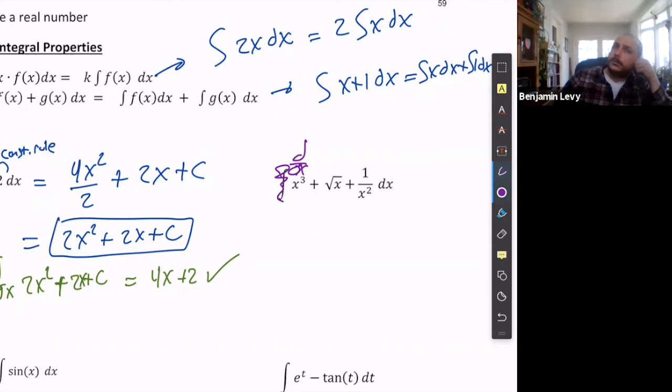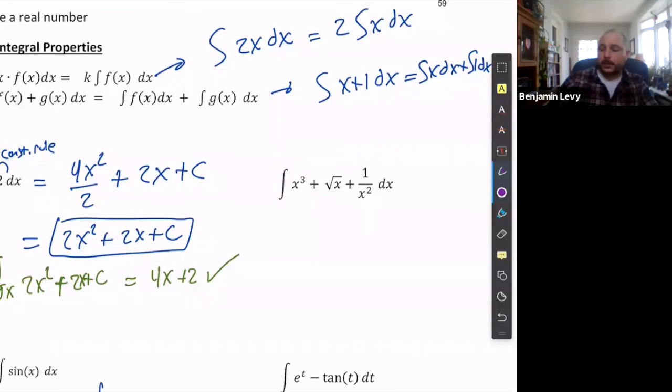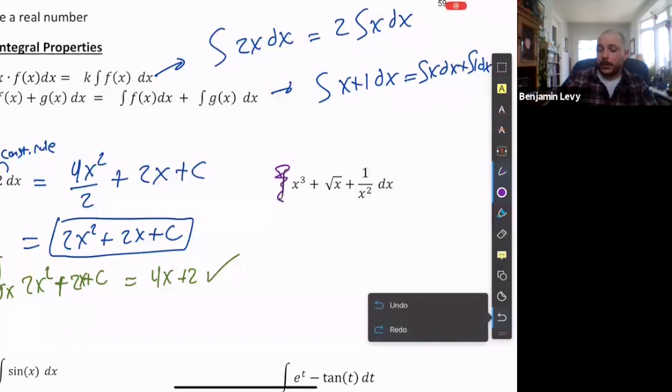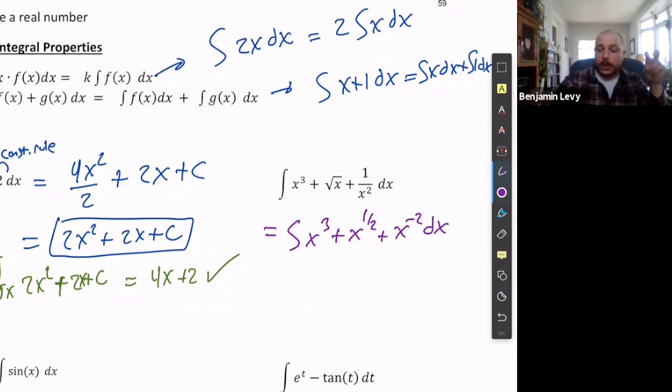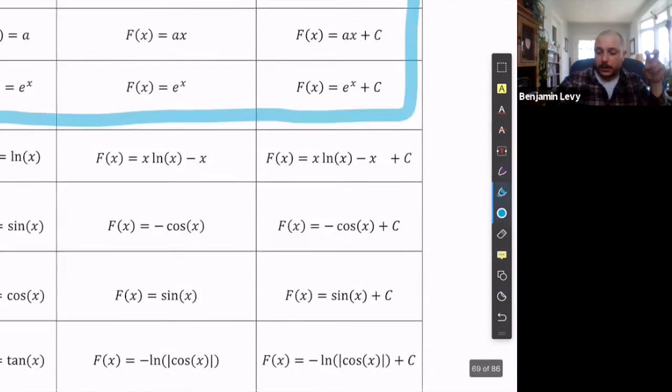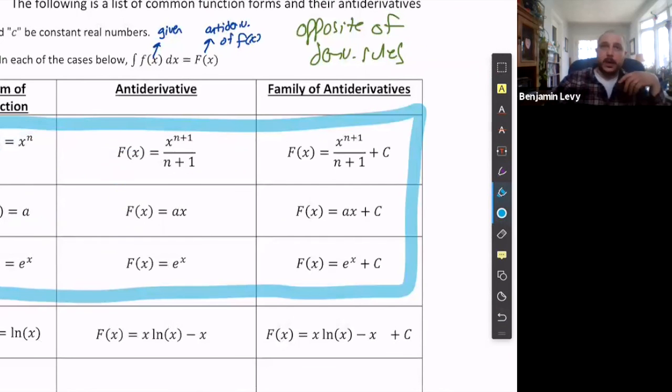Set it as x to the 1/2. Yeah, we make them exponents. So x cubed is an exponent, but the square root becomes 1/2. The x squared in the denominator becomes x to the -2. And so we would do the same thing here. We think about this as x to the 1/2, x to the -2, and then use the anti-power rule, quote unquote. Each one of these things looks like this: add 1 to the power, divide by the new power.